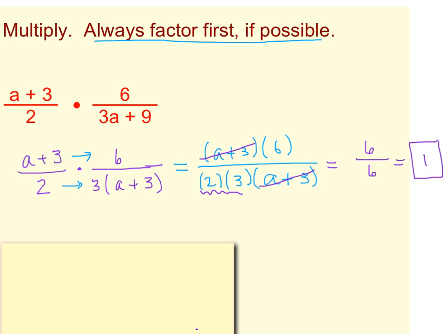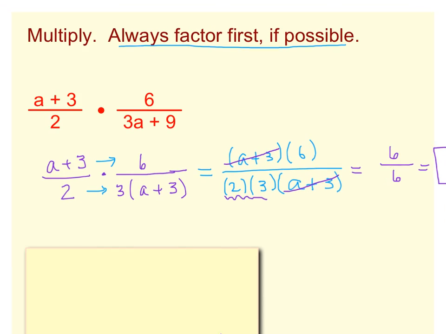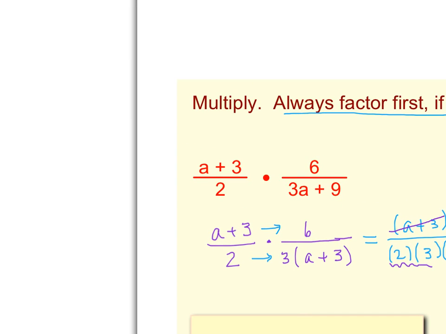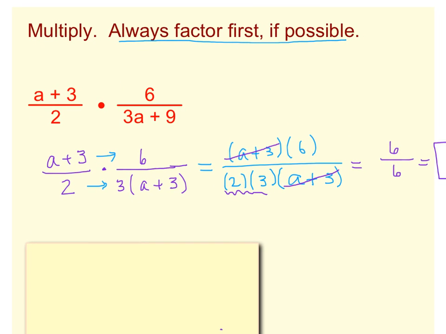So if there's any factoring to be done in these problems, if you have addition or subtraction like this one, you want to factor everything first, and then you're looking for things to cancel out. And that's how we get a simplified answer. You notice we canceled out the a plus 3s, and then we looked to see kind of what we had left over. So the next video we'll go through some really nice examples doing that.